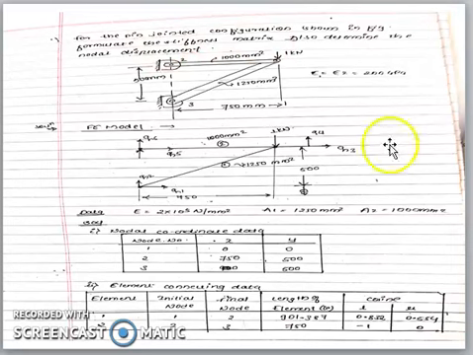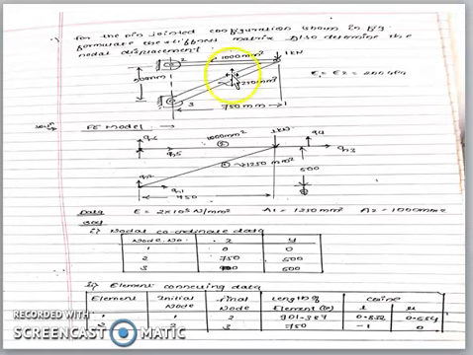For a pin jointed configuration shown in figure, formulate the stiffness matrix and also determine the nodal displacement. This is a pin jointed figure, that is a truss element. You need to calculate the nodal displacement, that is Q.